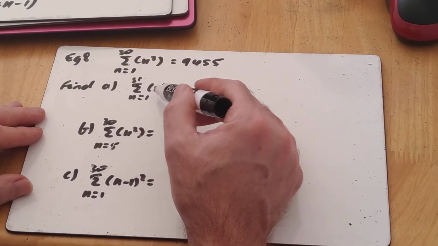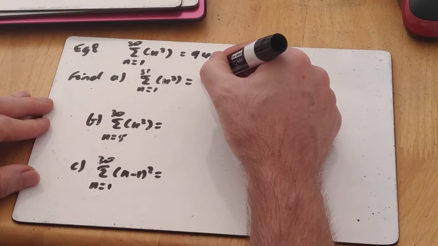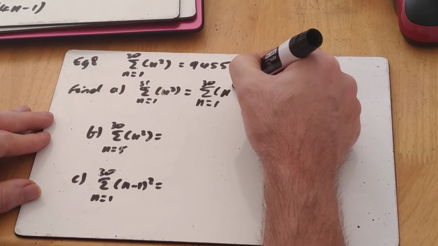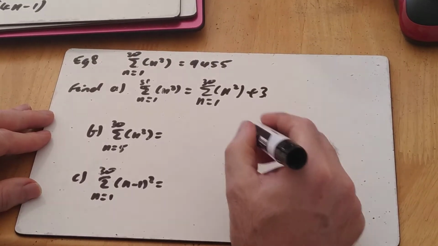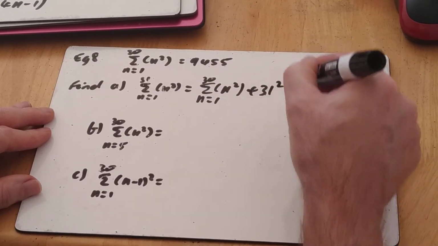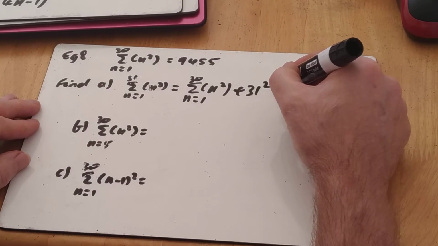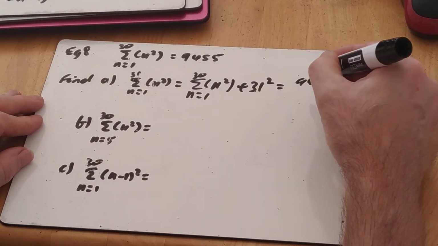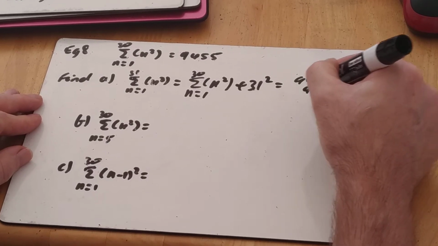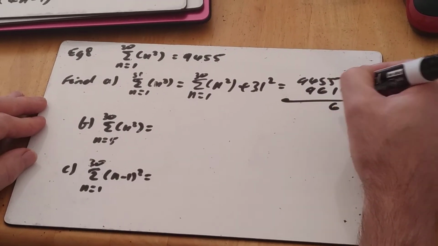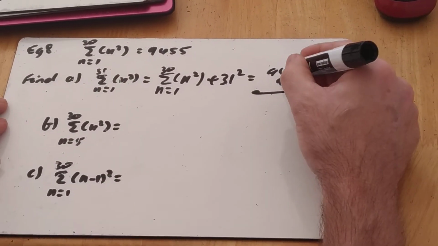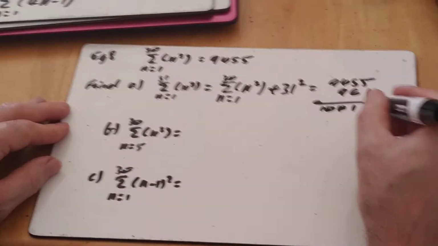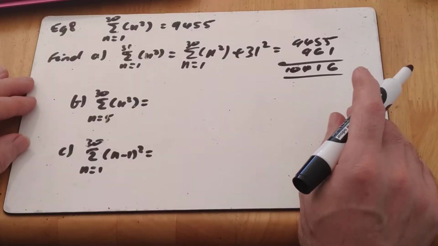So n equals 1 to 31 of n squared, well that is the same as adding up the first 30 square numbers and then adding on 31 squared. So all I have to do is add 9455 and now that 31 squared is 961. And then add them together, there's a 6, there's a 1, there's a 4, and there's a 10. 10,416. Nice and straightforward.